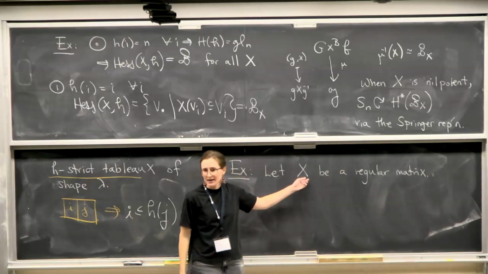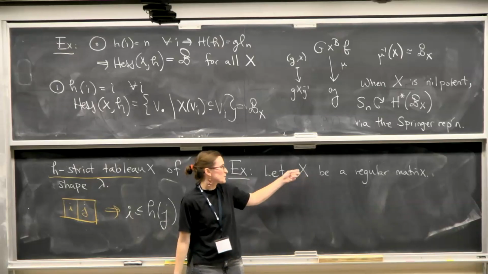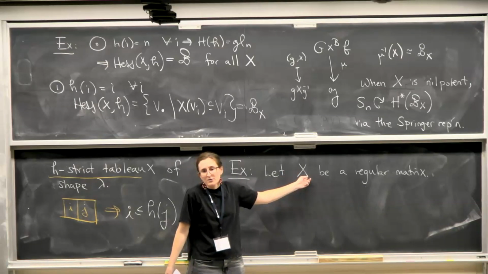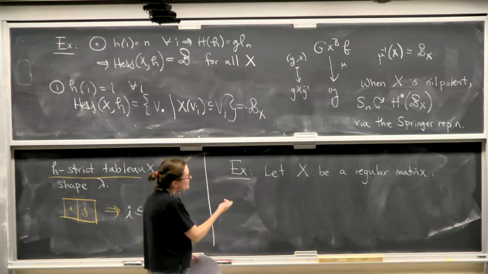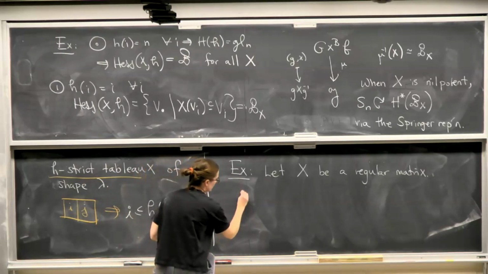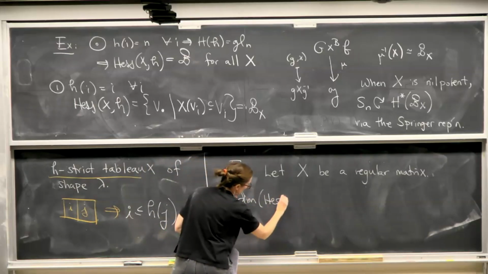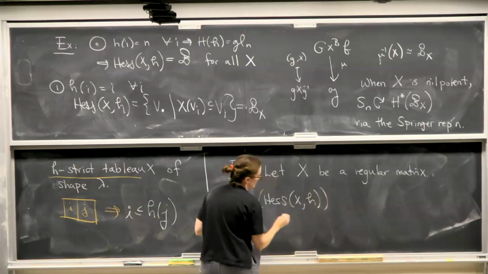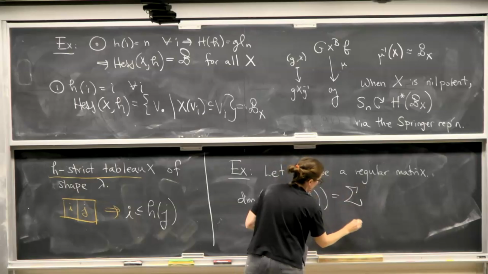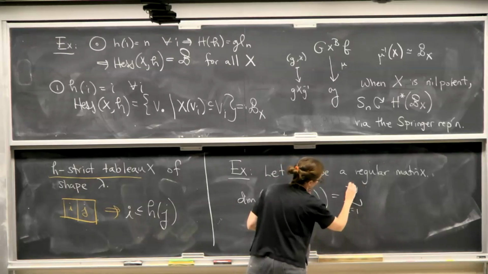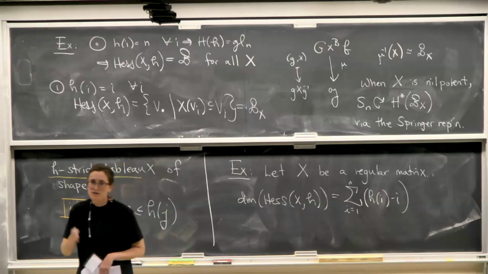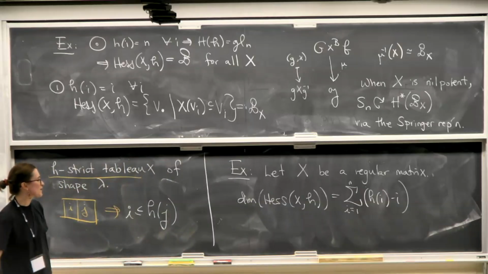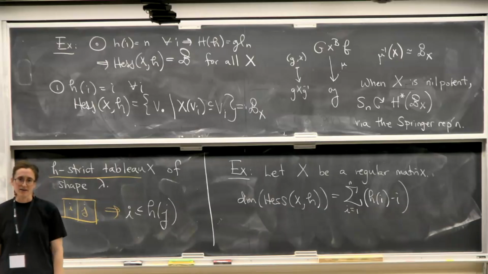If it's regular semi-simple, diagonal with distinct eigenvalues. If it's regular nilpotent, one Jordan block. Regular in general means the dimension of its centralizer is as small as possible, which is exactly dimension n for GLn here. Then there's actually a lot more that you can say. So maybe I buried the lead a little bit. Then the dimension of the Hessenberg variety is the sum from i equals 1 to n of h(i) minus i.